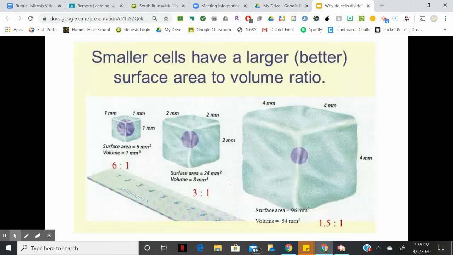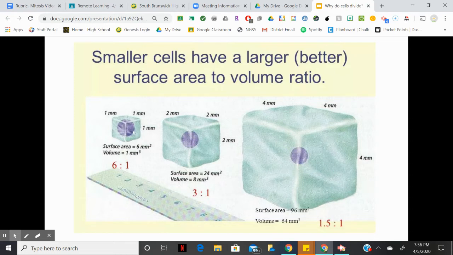So once you do that, we're now going to move into a lab for the day. This is one of the really fun labs of the year, and it's sad that we're missing this one. But I wanted to still show it to you because it really does communicate this whole situation of why cells have to be small. So again, this is just a summary. Let's say you have a really small cell that's 1 millimeter by 1 millimeter by 1 millimeter.